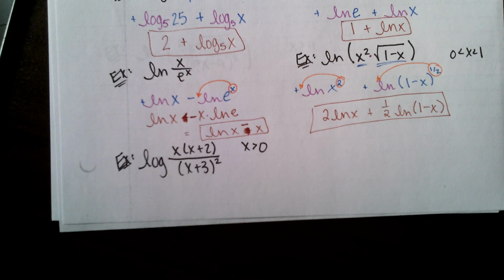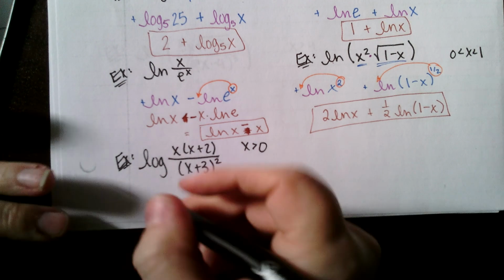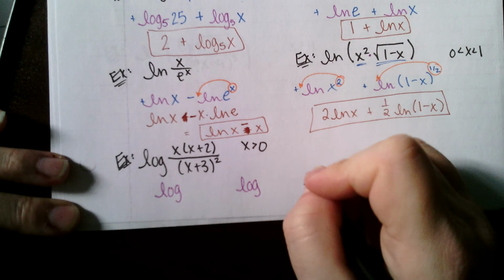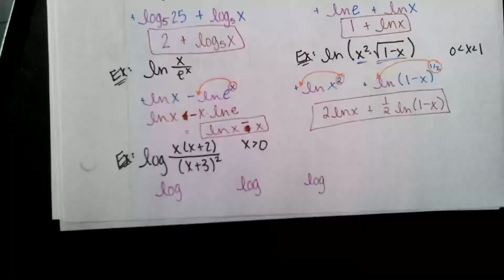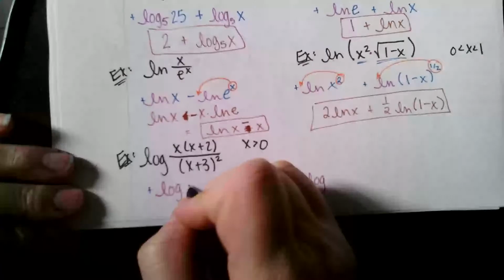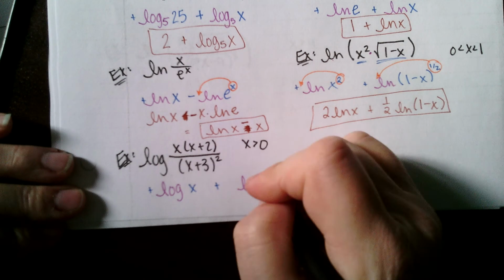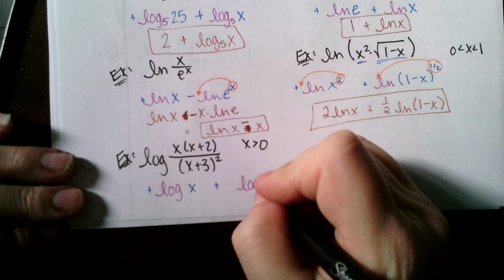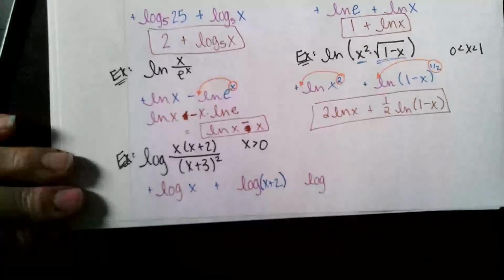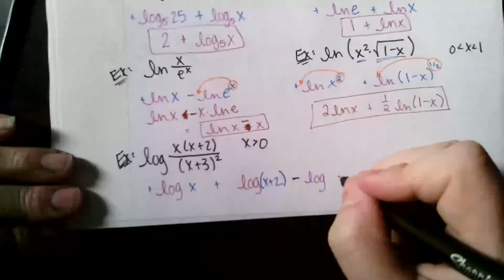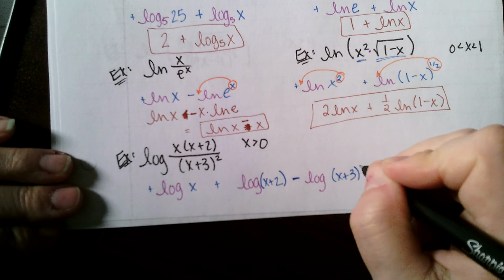So back to our problem, we're going to move these into 3 common log homes. So I need a common log, a common log, a common log. Then I had 2 roomies that were upstairs. I had an x and an x plus 2. Now remember that the x plus 2 is that couple, so they need to stay together in parentheses. And then the denominator, so minus, and that was x plus 3 squared.